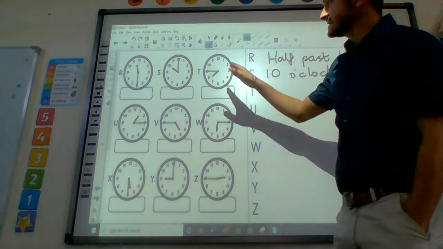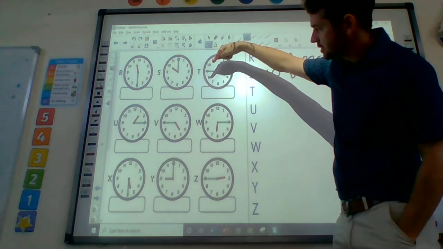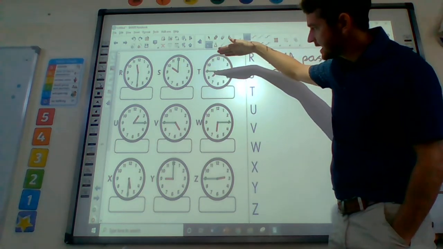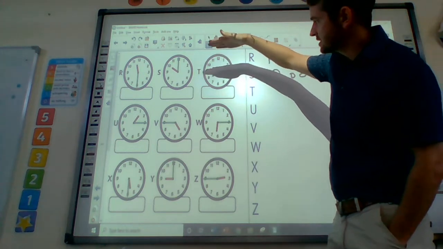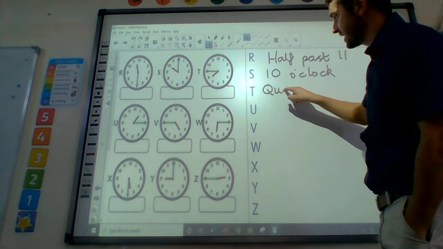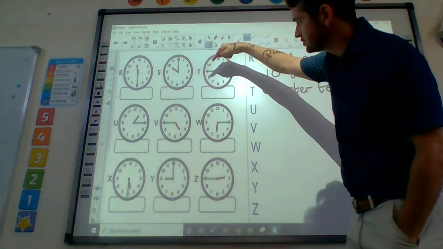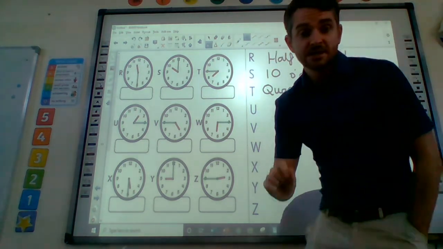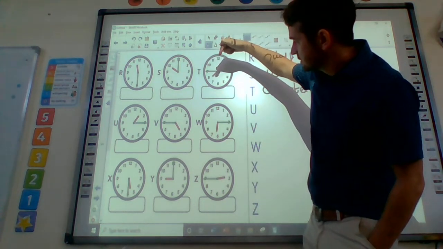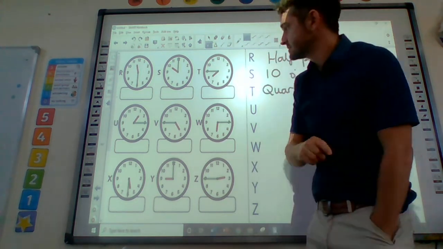So far, so good. T, ooh, tricky one. Looking at that hour hand, it's just before the 8. So it's not past 7, it's now to 8. Just before the 8, I check my minute hand, and sure enough, it's got one quarter to go. So this is quarter to 8. Remember, in time, we're looking at the nearest hour. So it's not 7, because this hour hand is nearer to 8. We're interested in the 8.